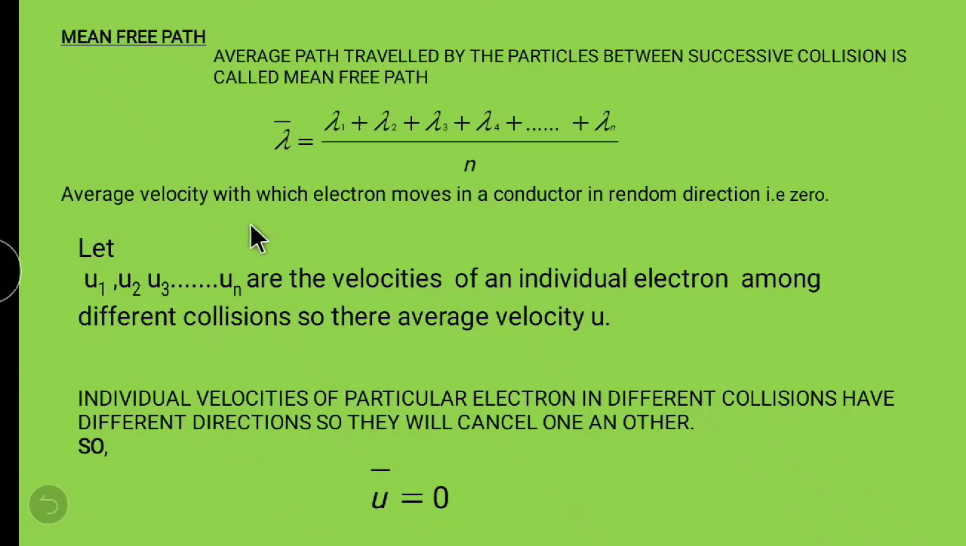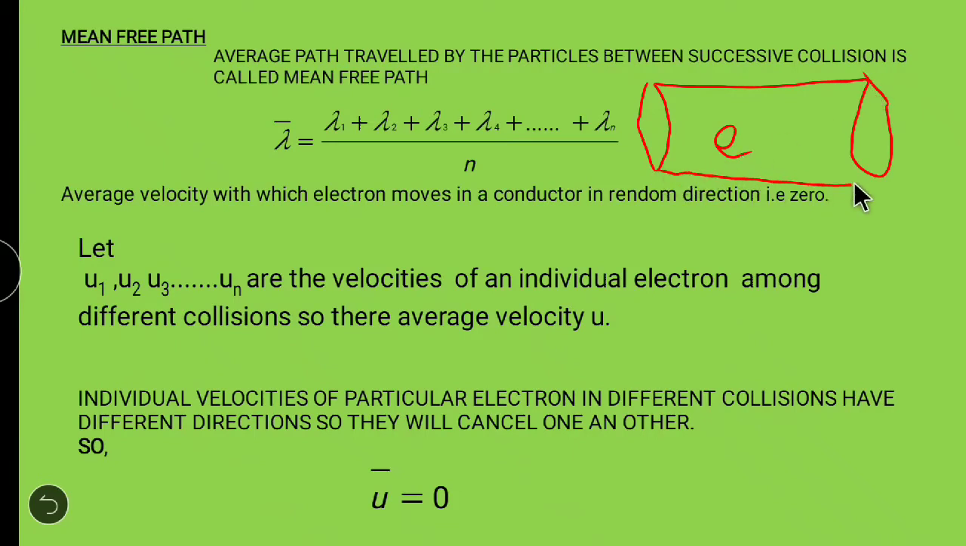Here, the average velocity with which electrons move in a conductor in a random direction is 0. Students, suppose an electron is inside a conductor. This is the electron and this is the conductor. So let me draw it. First it has gone there, and here it has collided with an electron. Then it again changed its path. So in this direction, in this direction, in this direction. Too many directions were there.